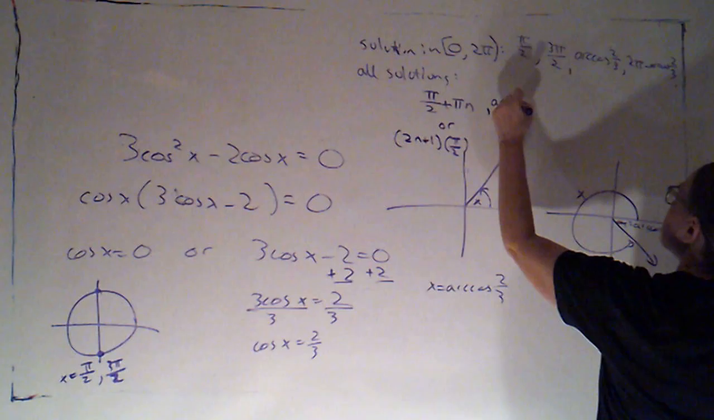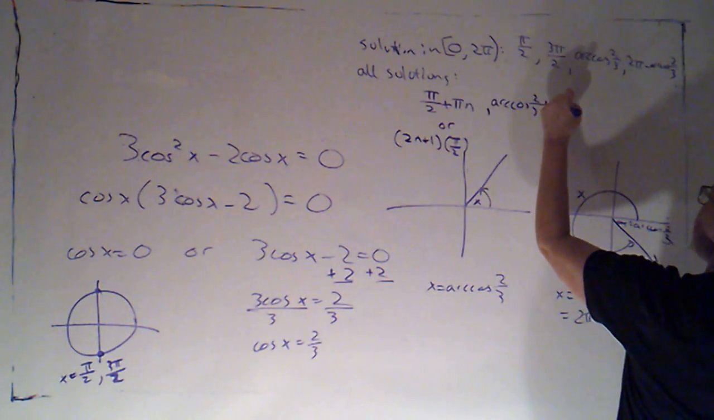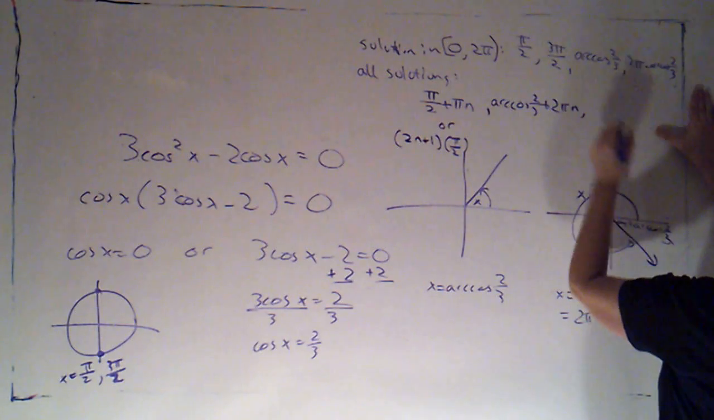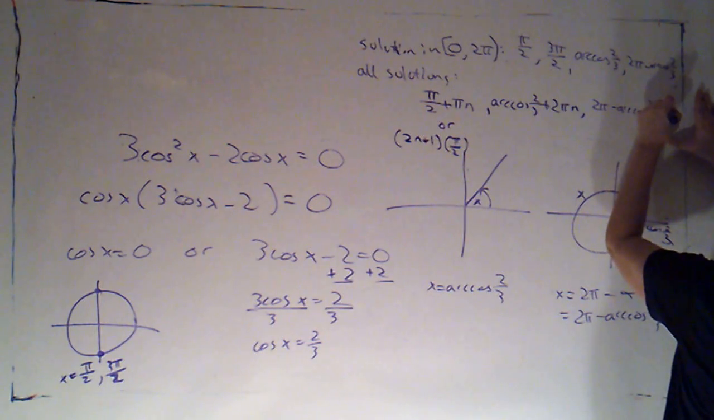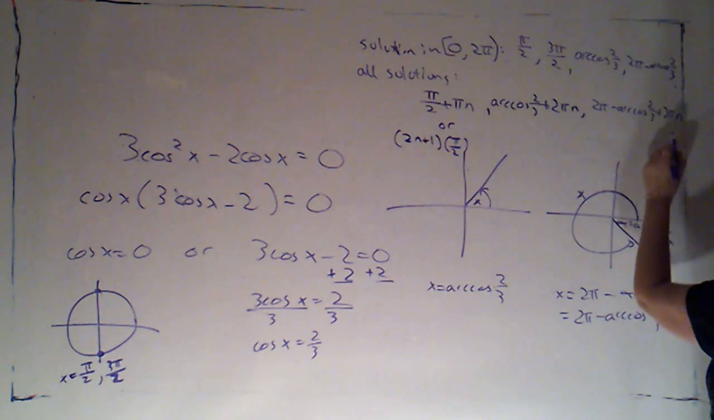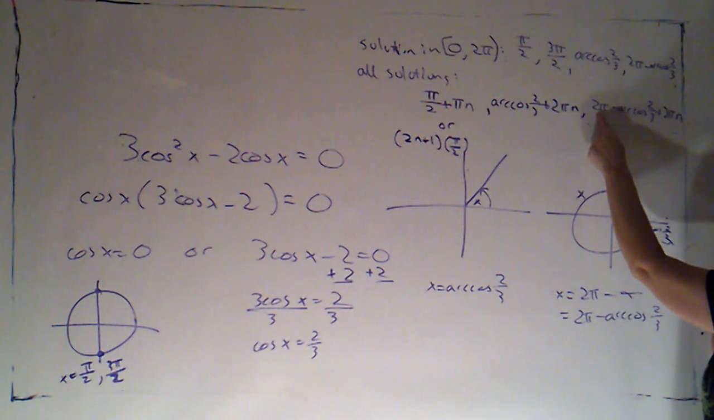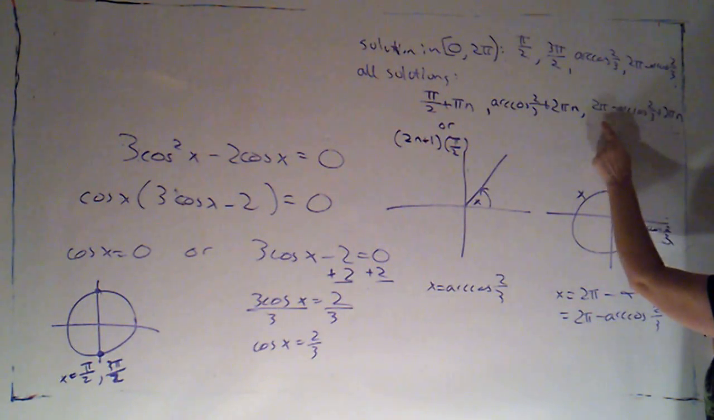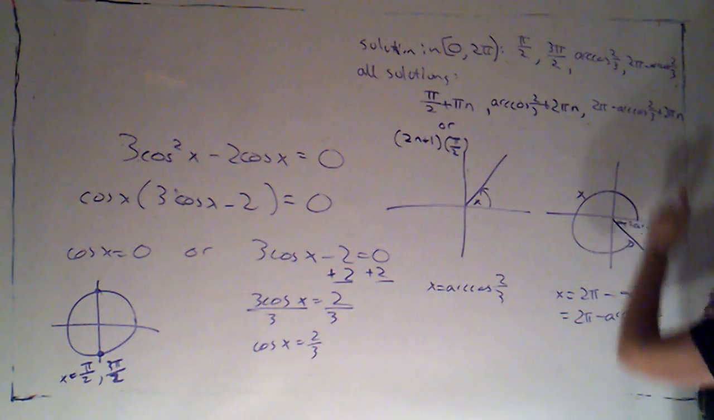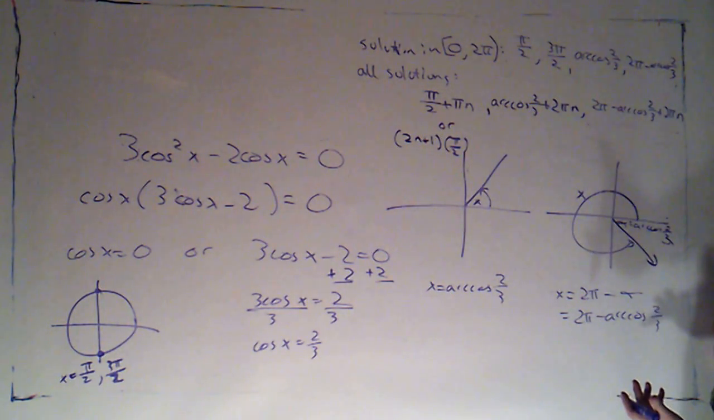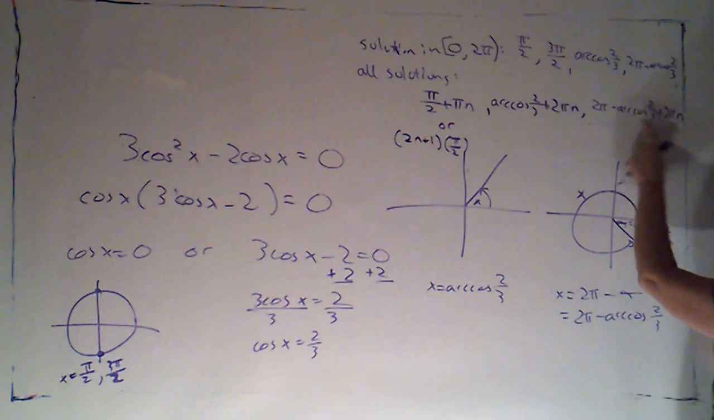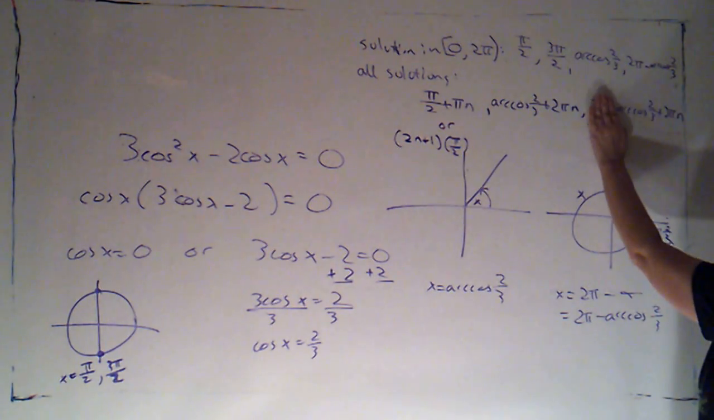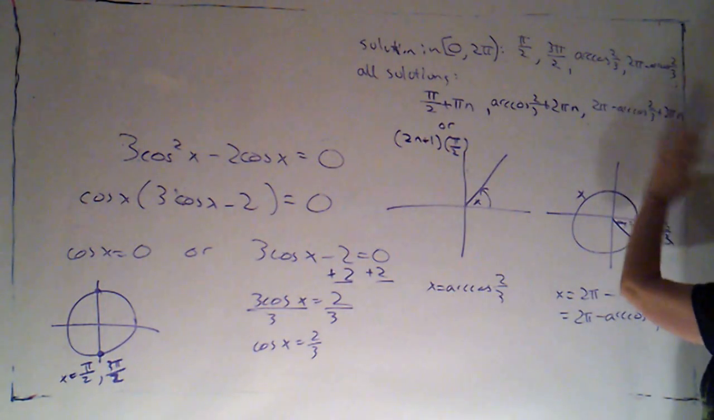And then I would have arc cosine of 2/3 plus 2 pi n and 2 pi minus arc cosine of 2/3 plus 2 pi n. Now in this one, if you notice that that's a 2 pi and you're adding a multiple of 2 pi, you can actually eliminate that 2 pi and just write negative arc cosine of 2/3 plus 2 pi n. That's equivalent. Doesn't matter whether you write that 2 pi or not. I'm just going to leave it, but you could simplify a little bit by just writing negative arc cosine of 2/3 plus 2 pi n. I would accept it either way.